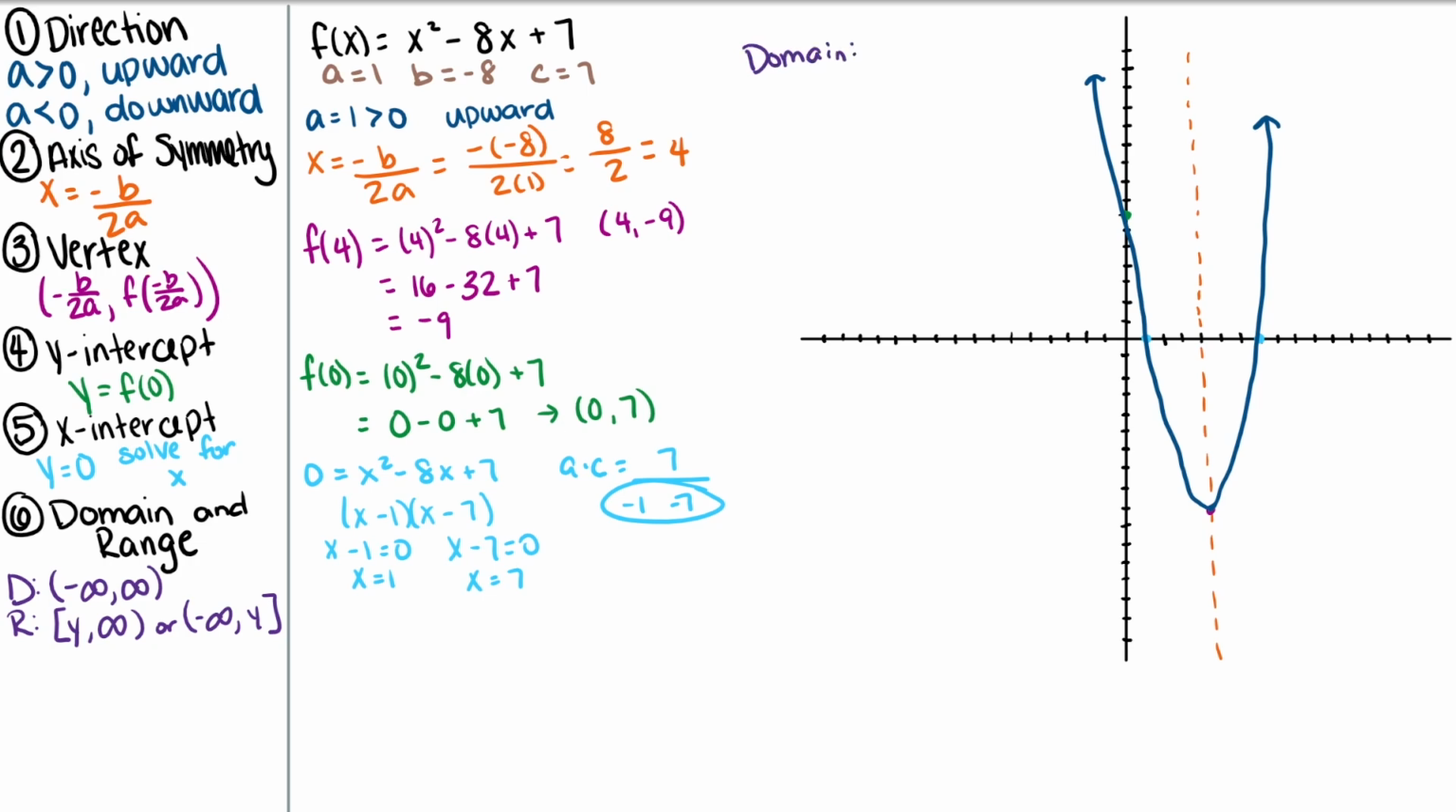Our domain will be negative infinity to infinity, and our range, since our graph opens upward, will start at negative 9 and go all the way to infinity.